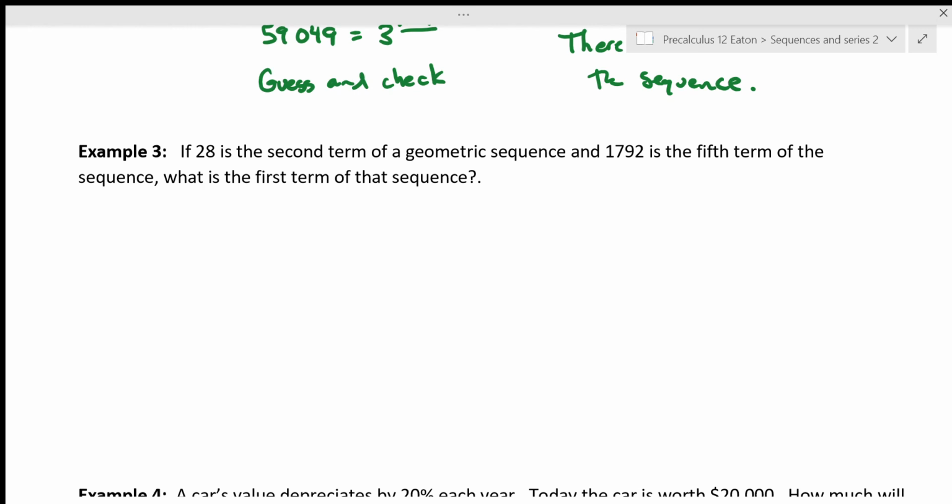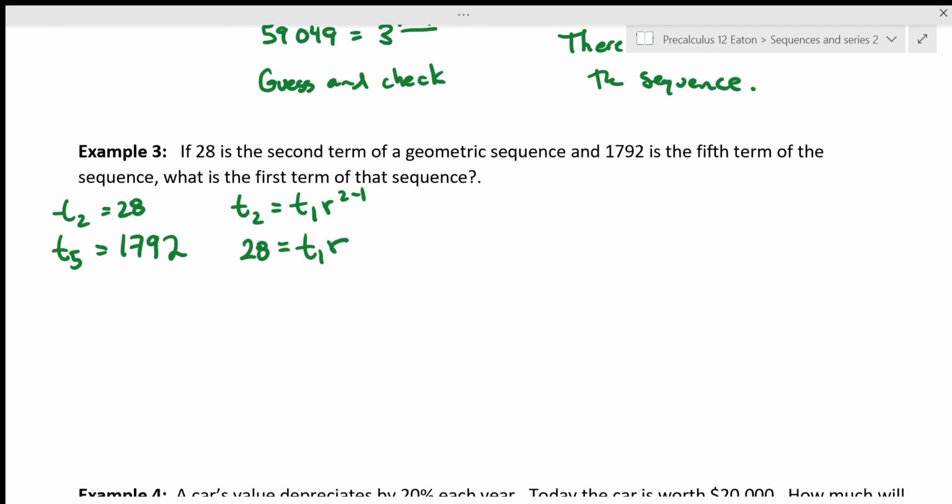Okay, so let's take a look. If 28 is the second term of a geometric sequence, so that means T2 is 28, and 1792 is the fifth term, making T5 1792. We can write down a couple of different equations with these variables. So we get T2 equals T1 r to the power of 2 minus 1. So we get 28 equals T1 r.